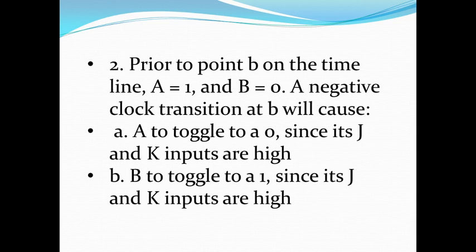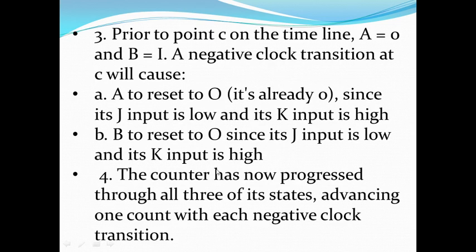Prior to the point B, what will happen? It is shown here. What are the preconditions? A is equal to 1, B is equal to 0. A negative clock transition at B will cause A to toggle to 0 since its J and K inputs are going to be high, and B to toggle to 1 since its J and K inputs are going to be high. So both the flip flops are going to be toggled at the second negative edge of the clock pulse.